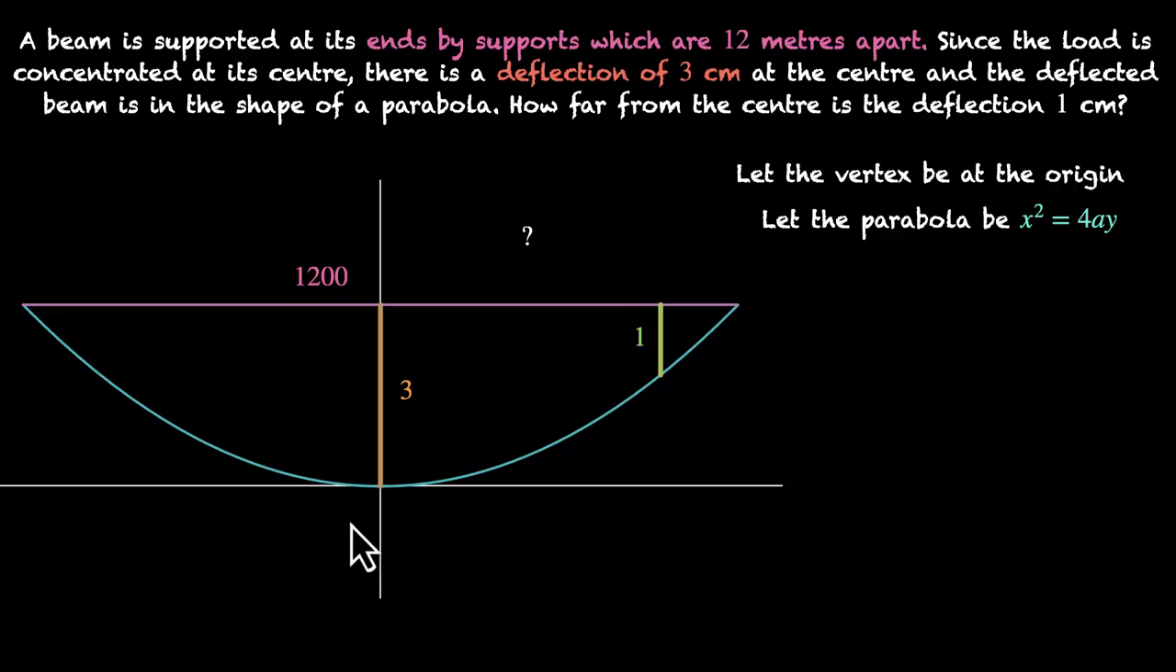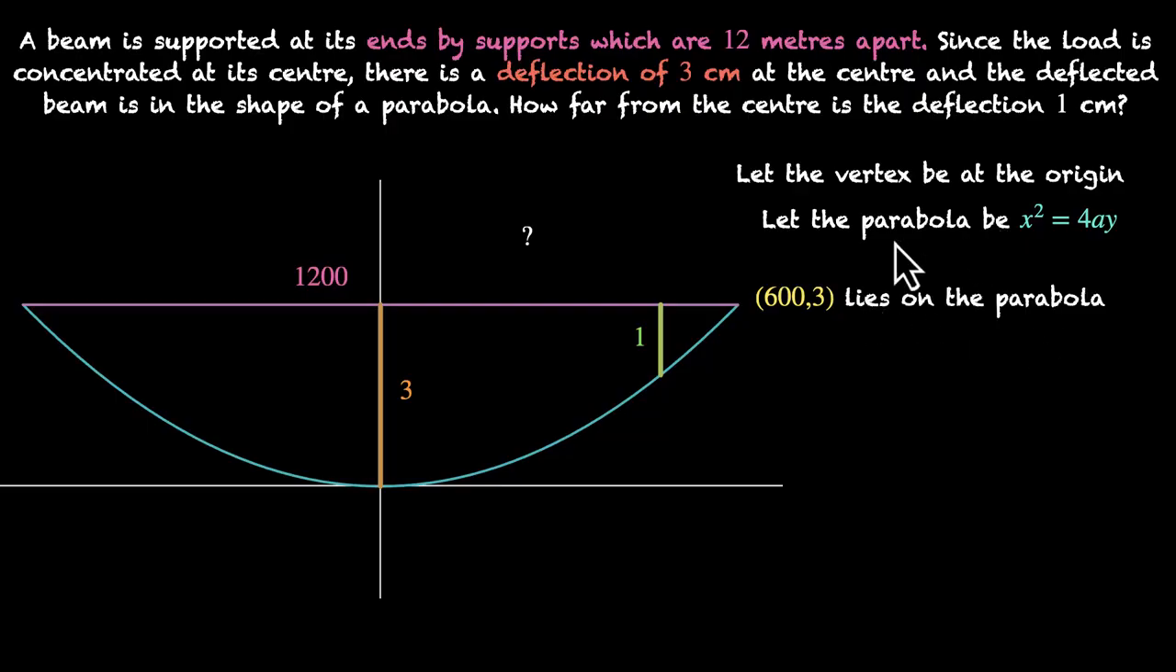To reach this point from the origin, we need to cover 600 units in the x direction and 3 units in the y direction. So the coordinate for this point is (600, 3). Similarly, the coordinate for this point is (-600, 3). Well, we only need one point because only one point can give us the value of a. We can say that this point (600, 3) actually lies on the parabola.